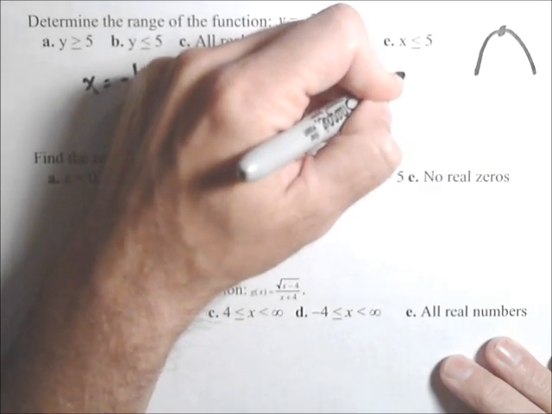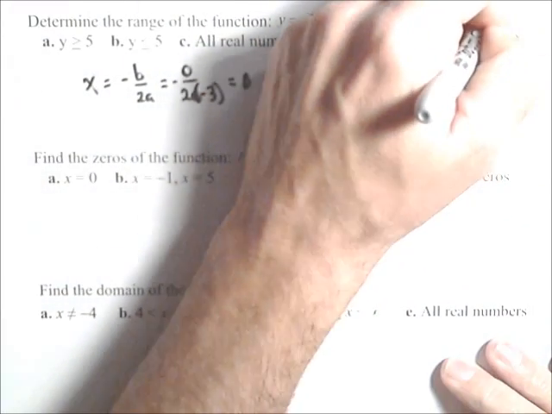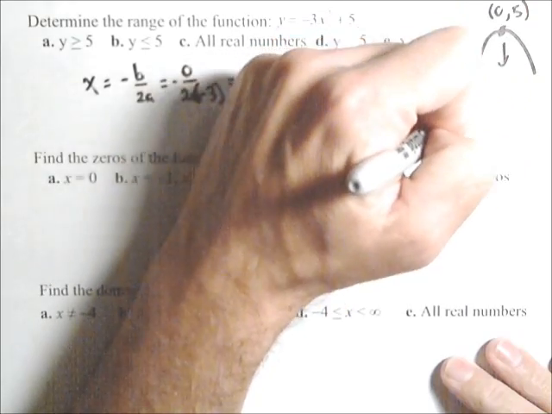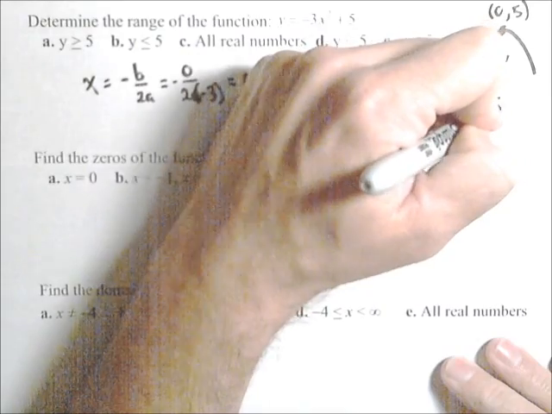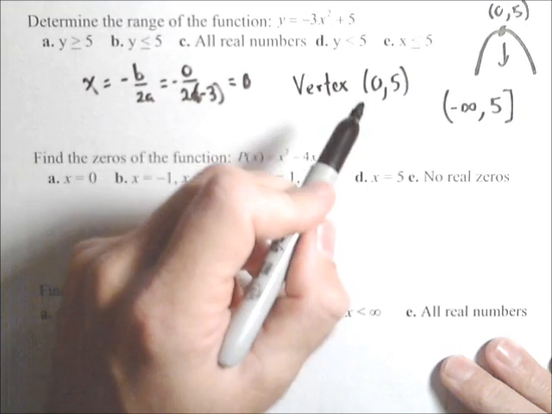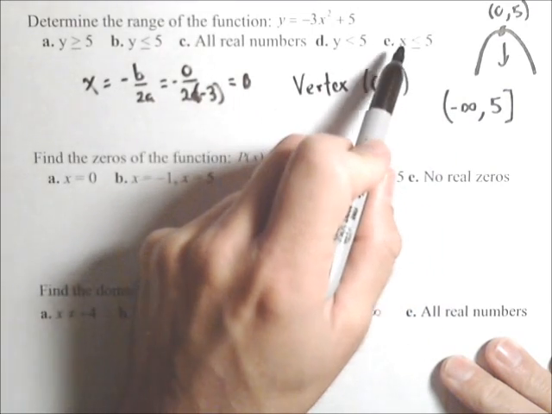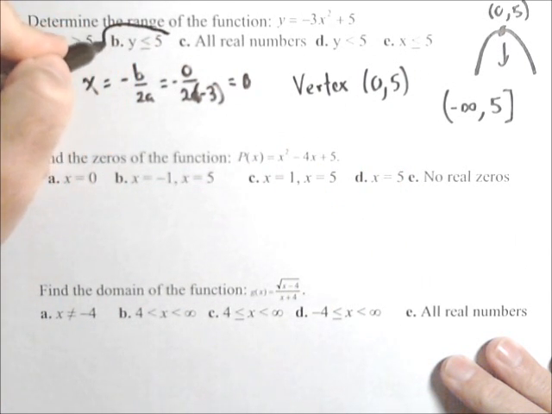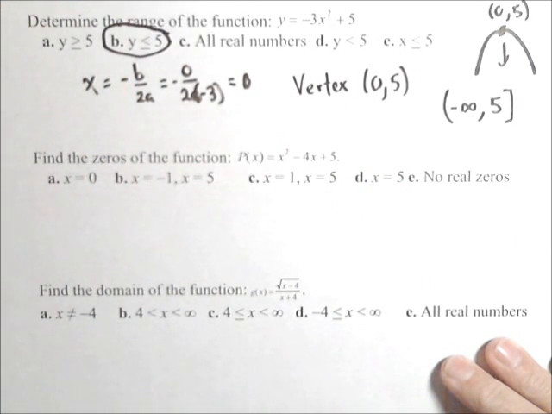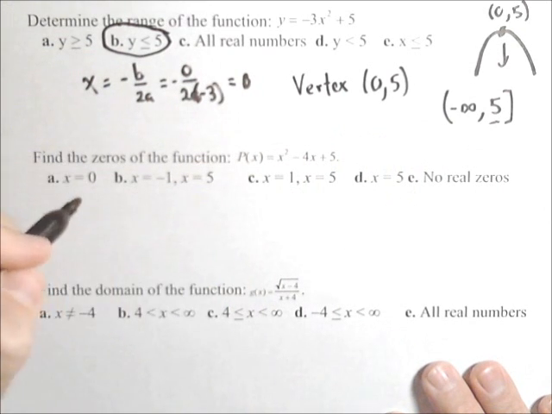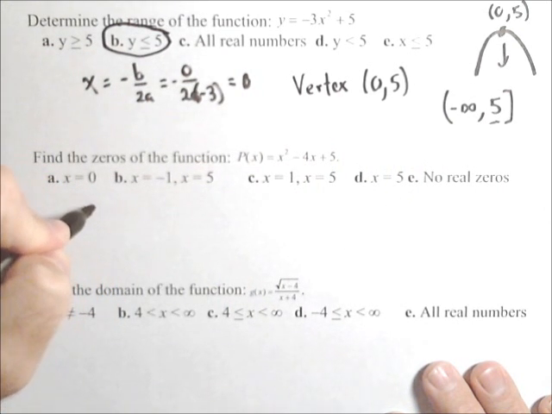So always identify your vertex in your quadratic, and that'll give you your range, because it's going to be from 5 down. So negative infinity up to 5. And we do want to include 5 because it is one of our possible outputs. So what matches up with that? It's not going to be x less than or equal to 5 because those are the inputs. It's going to be y less than or equal to 5 for the range. So for a quadratic, it's always your vertex up or your vertex down, and it's the y value of your vertex that you use.